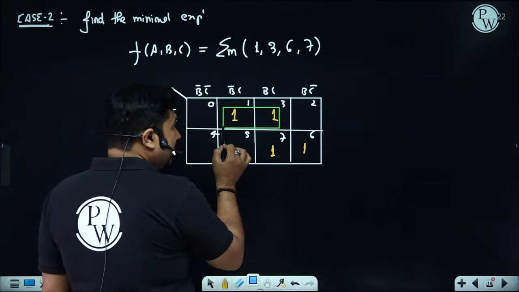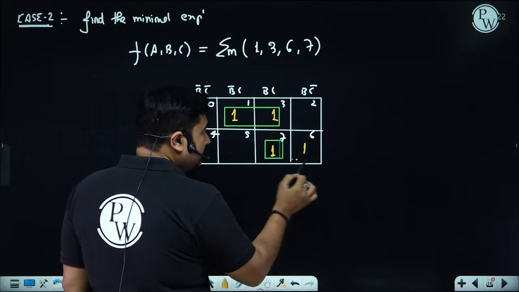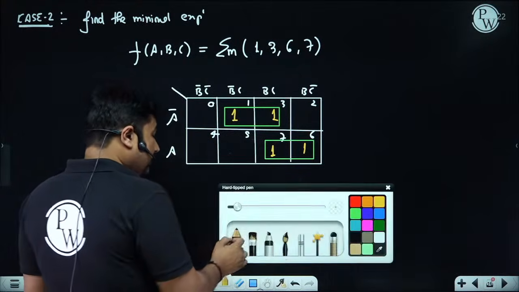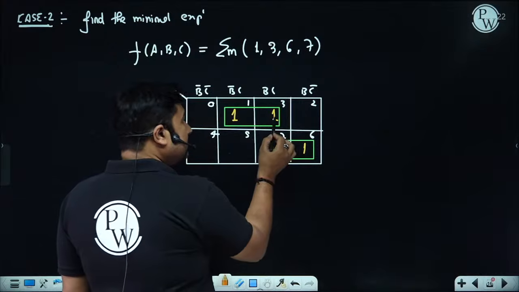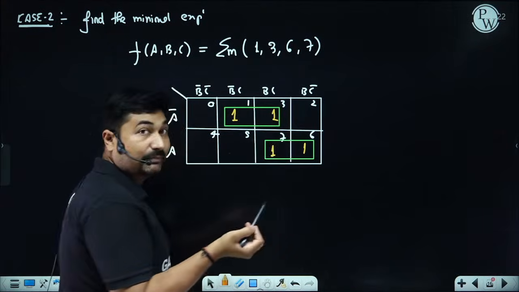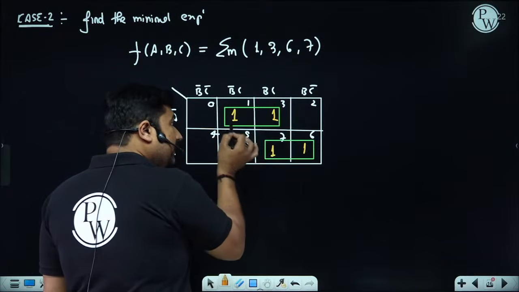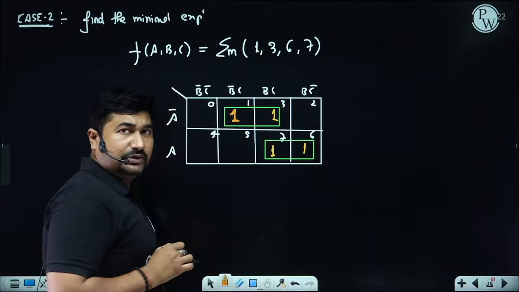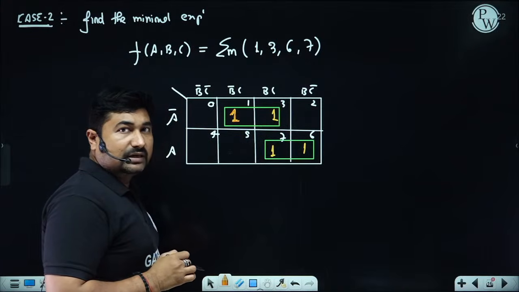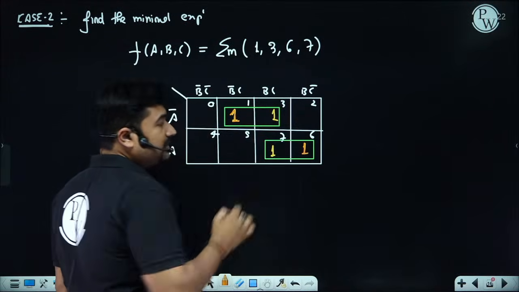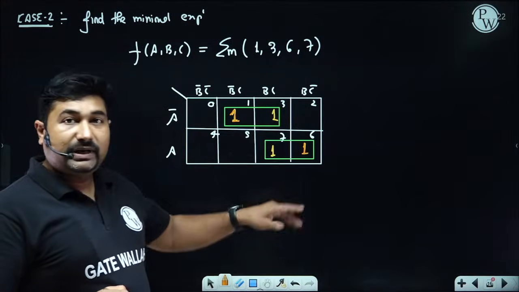So we have this, sir, and we have this, sir. These two groupings are essential prime implicants. Why? Because at 3 you can make a grouping like this as well, at 7 you can make like this as well, and that is a pair only. This is also a pair, this is also a pair. So this pair is essential in order to cover the min term at binary of 1, and the min term at binary of 6. So these two pairs will become EPIs.